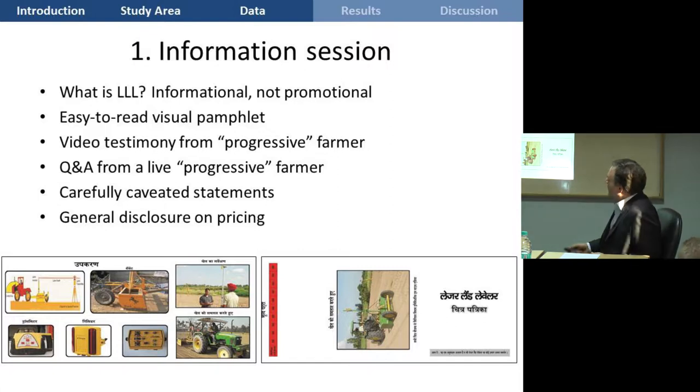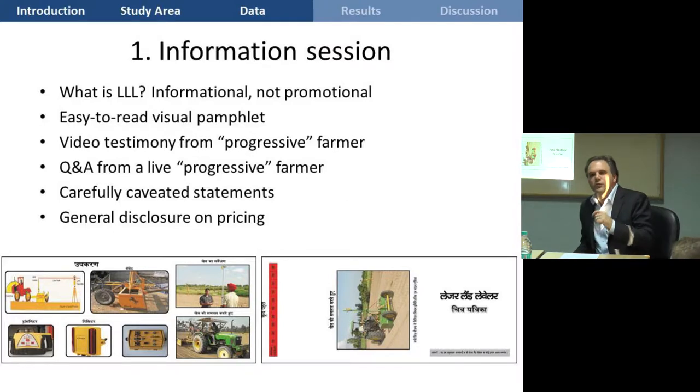We provided an easy-to-read visual pamphlet you see on the bottom. We had a video testimony from a progressive farmer from the same area, Bhojpuri speaking and whatnot, who gave a testimonial about his experience, as well as a live farmer who joined us on these information sessions to do the same. And our statements, as I said, were carefully caveated so that we were not promoting.